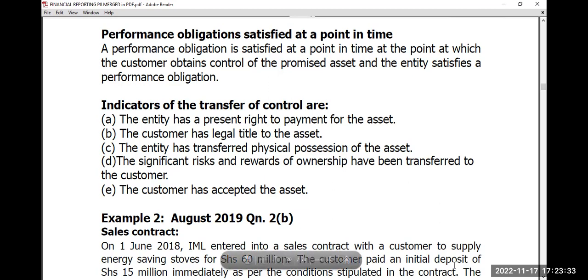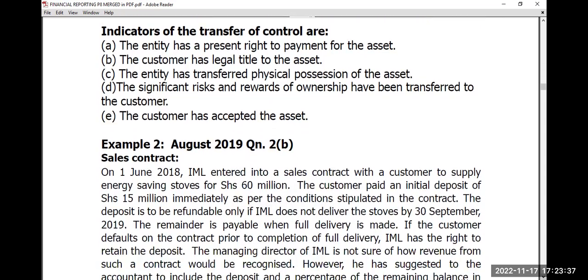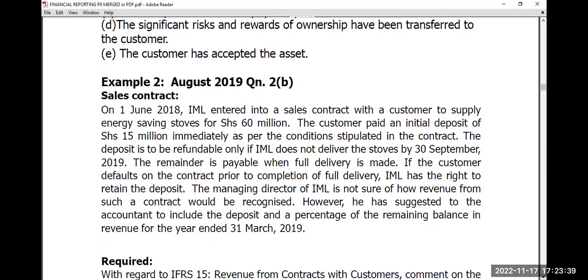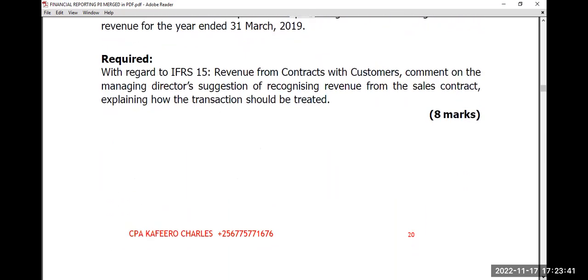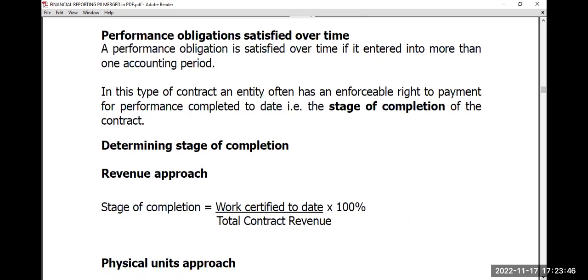There is one simulation that we may look at, August 2019, question 2B, but I'm not going to go through the questions. It's better we first handle these theoretical aspects. When we deal with them, we can recap and get more clarity as we do the computations. Then, we've been looking at the performance obligation that has been satisfied at a point in time, at a given point in time.